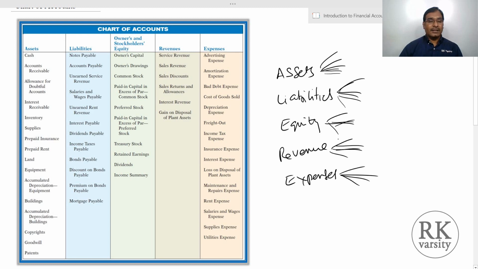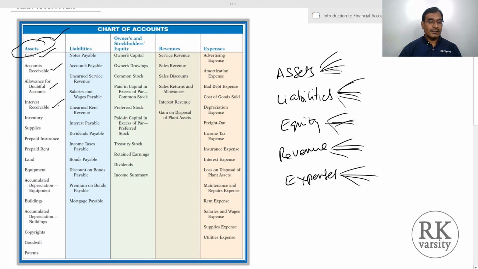So here we have an example. Suppose you have assets. Assets is a basic classification in your chart of accounts. First we have a separate account for cash, then a separate account for receivables. Receivables arise when you make a sale on a credit basis. The amount that you have to receive from your customers is receivables, along with allowances for doubtful debts.